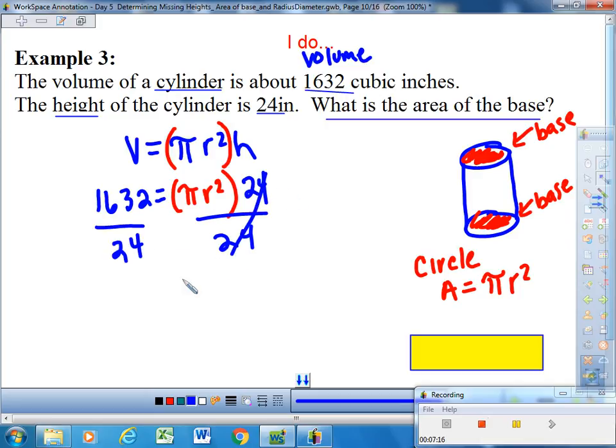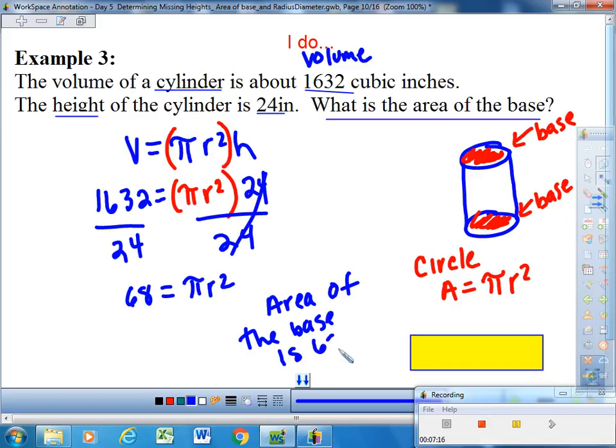So that cancels, and I get pi r squared equals 68. So that's my answer. Area of the base, because this pi r squared is the area of the base, so that equals 68. Area of the base is 68, and we are in inches, and area is squared, so it's inches squared.